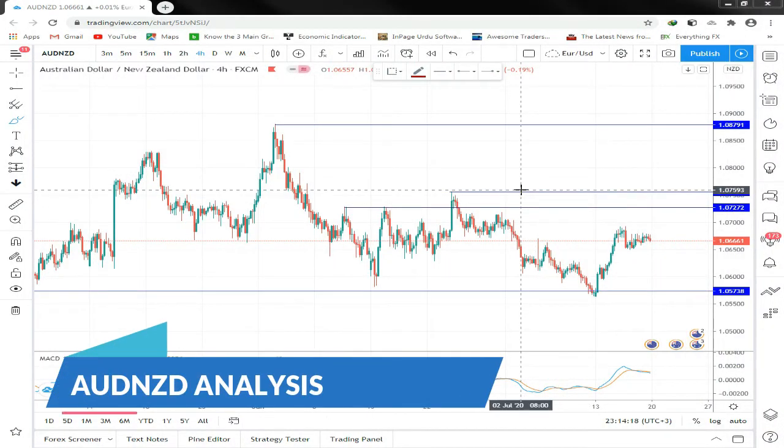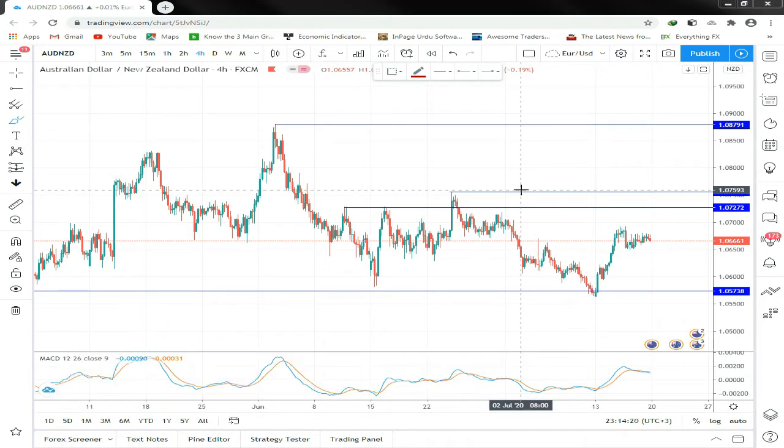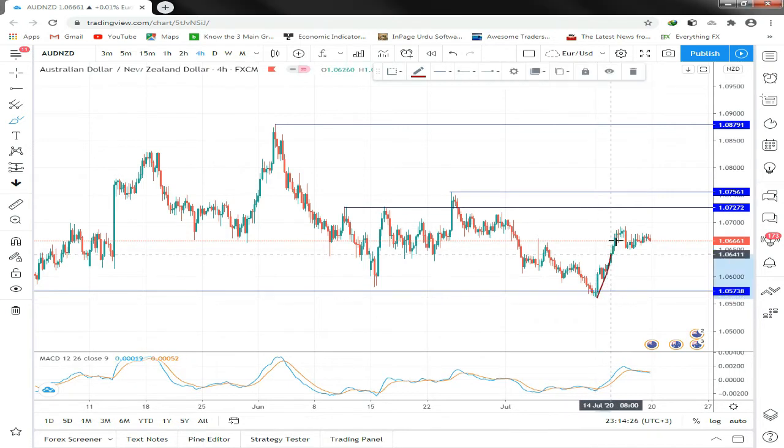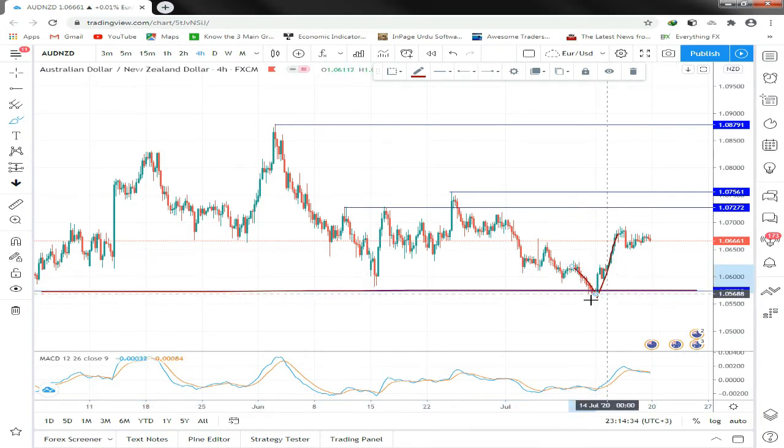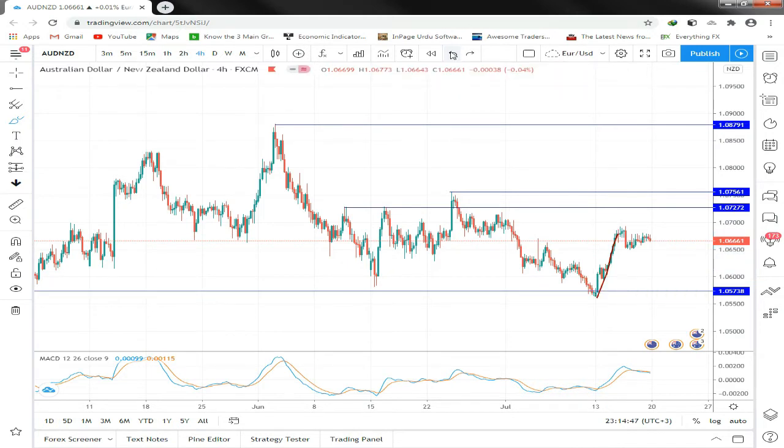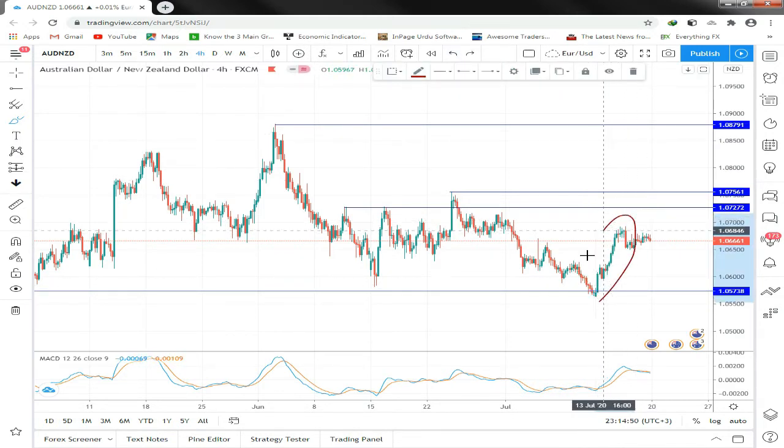So this is the Aussie New Zealand. As I told you last week, I'm looking for some long positions over this area, and the price was moving towards this area and showing some weakness over this area, and with a confirmation of this strong momentum candle, then price will move further upwards. So I think you never missed this trade, and price is still moving in line with our expectation.